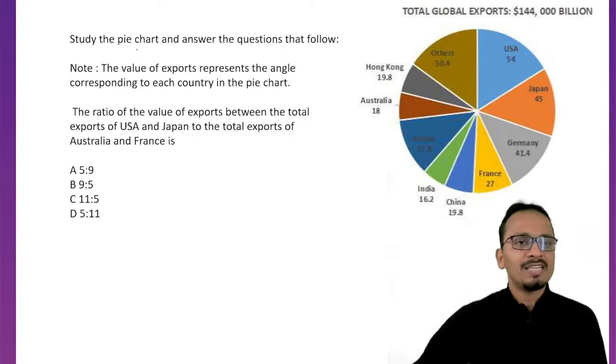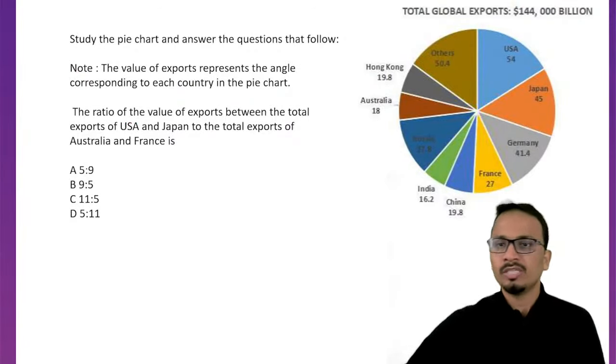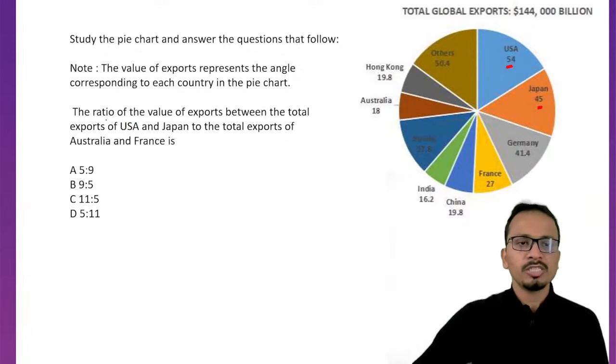The question says that study the pie chart and answer the question that follows. Note the value of exports represents the angle corresponding to each country in the pie chart. So value is represented by the angle in this pie chart. Okay, so this is the angle. All right. Now the question is the ratio of the value of exports between the total exports of USA and Japan to the total exports of Australia and France.